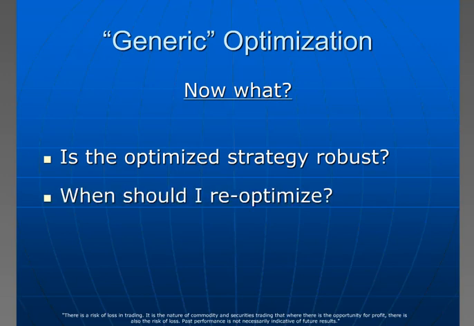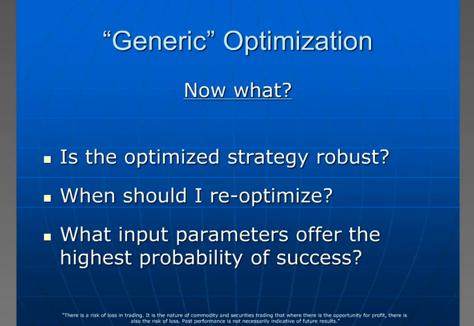When should I re-optimize? How do I decide when the strategy is not performing as well as it should, and is it profitable to do another optimization, or do you just write it off? That was always kind of up in the air before. What input parameters offer the highest probability of success? That's probably the ultimate thing we want to find out. Now, always before, it was kind of tough to do that.